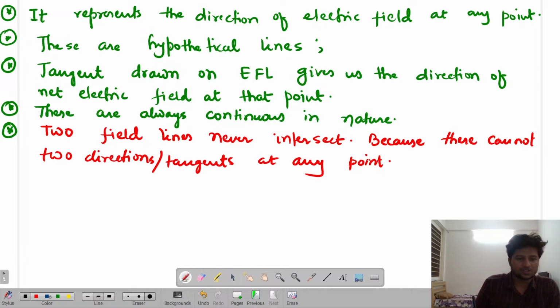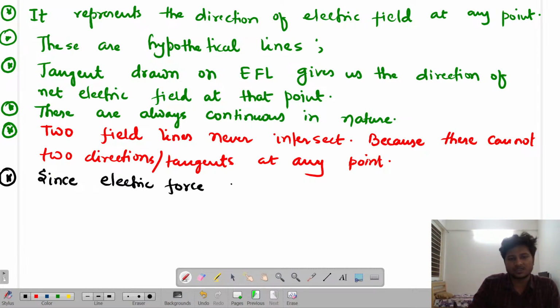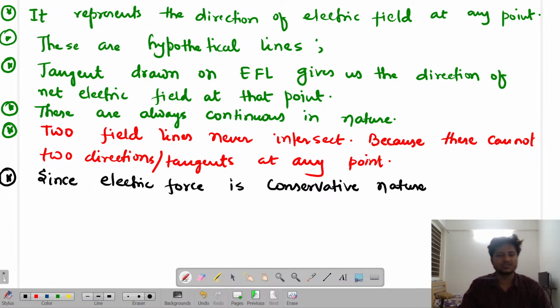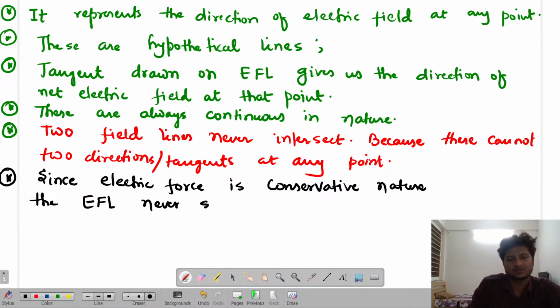Next point. This is the most important one. And what does it say? Understand that since electric field or electric force is conservative in nature, what kind of nature is it? Since the electric force is conservative in nature, these electric field lines never form a closed loop.